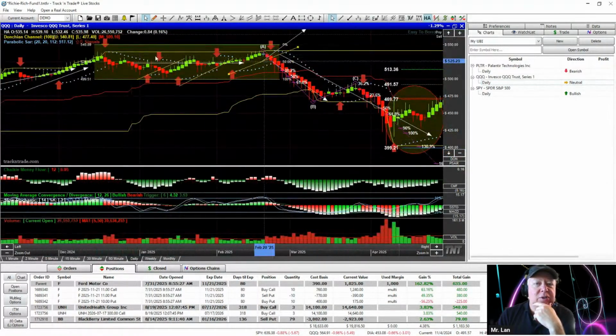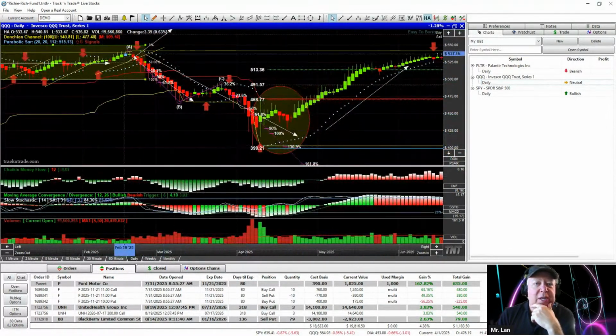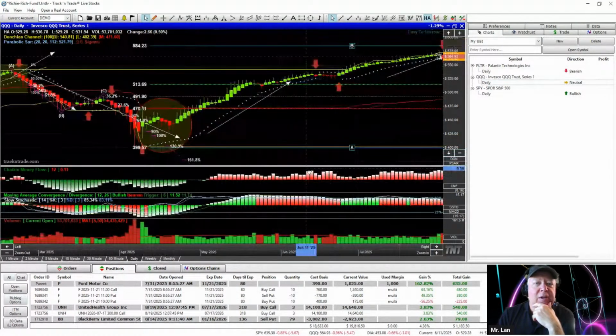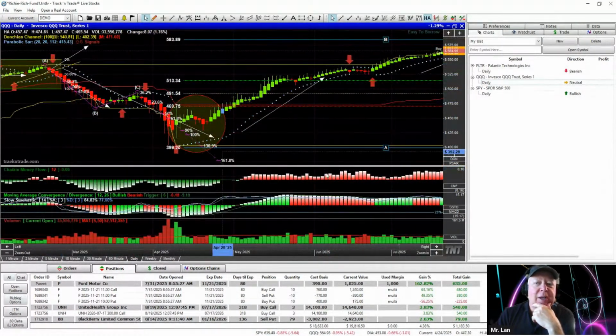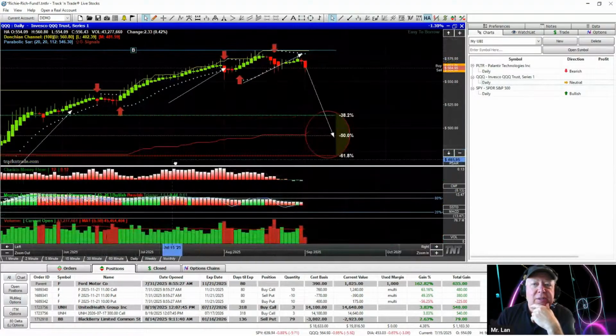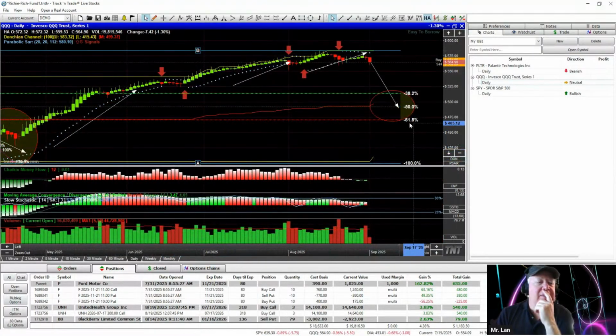But now we're sitting through this right here. What are we going to do? Are we going to get out in anticipation of a big fall? Is it going to drop this much? I don't think it is. I think that, well, you never know because there's a lot of political stuff that's going on right now.